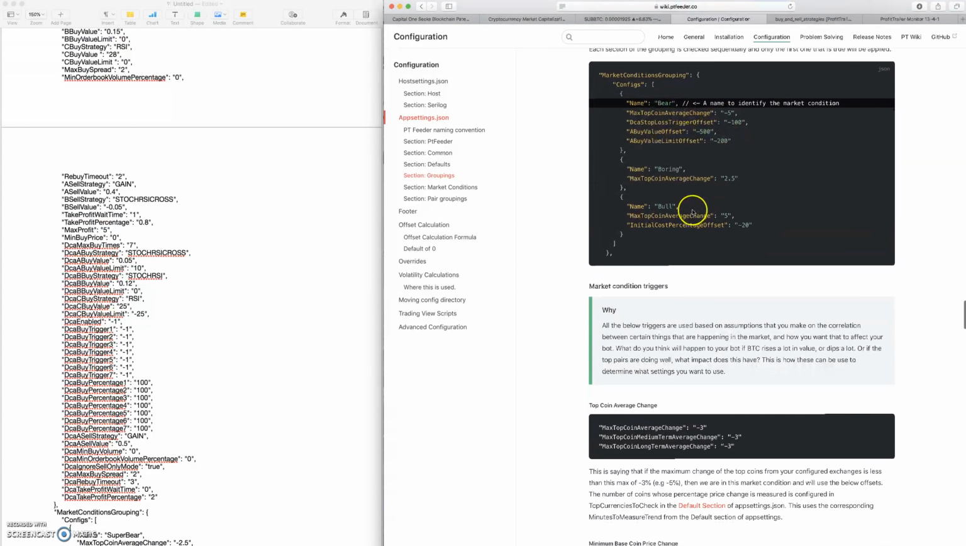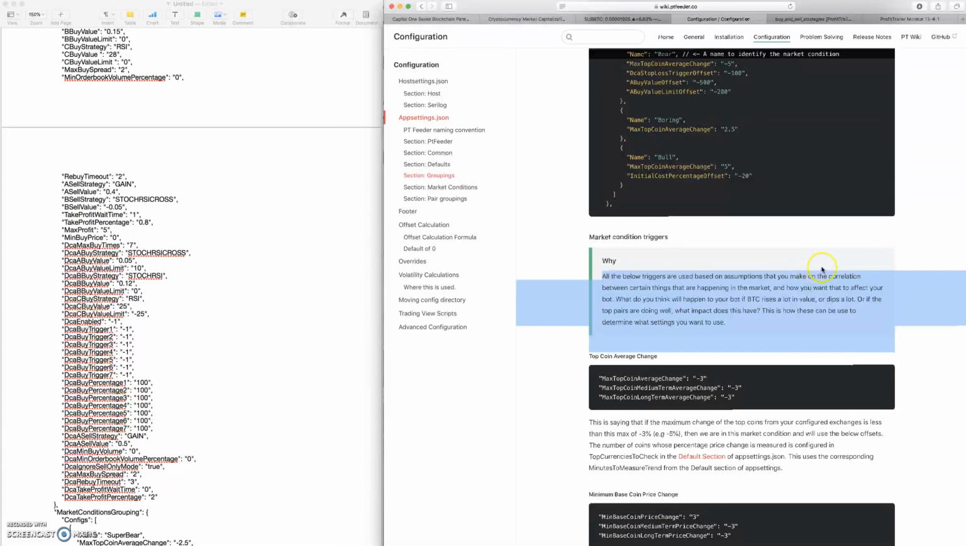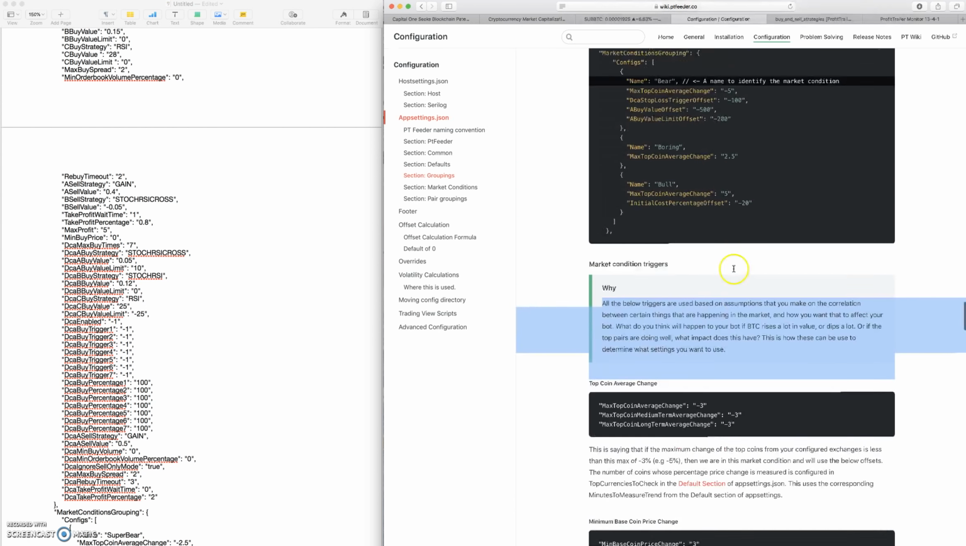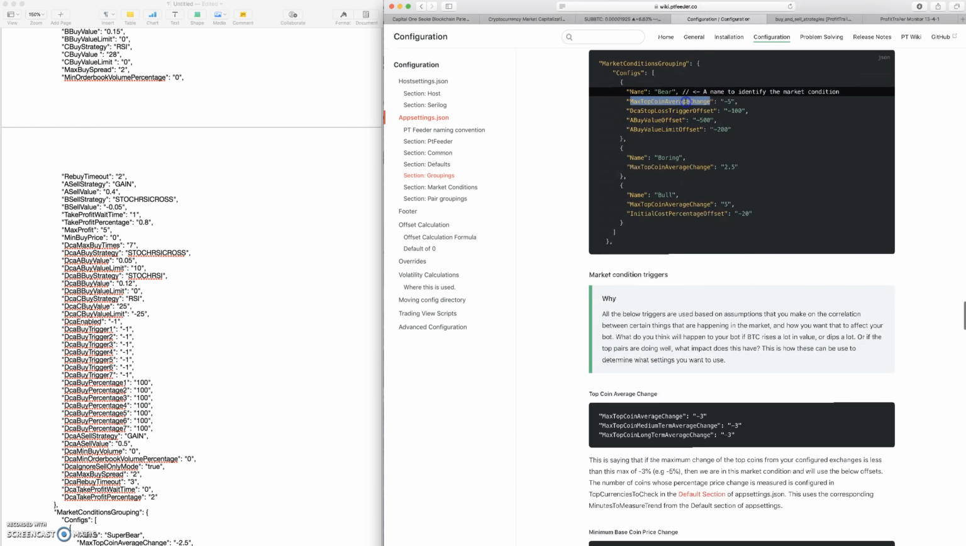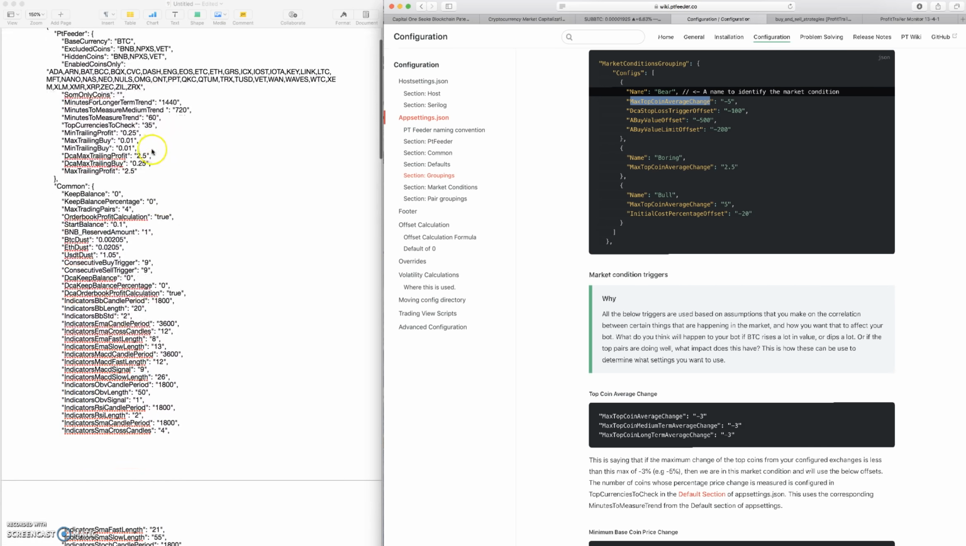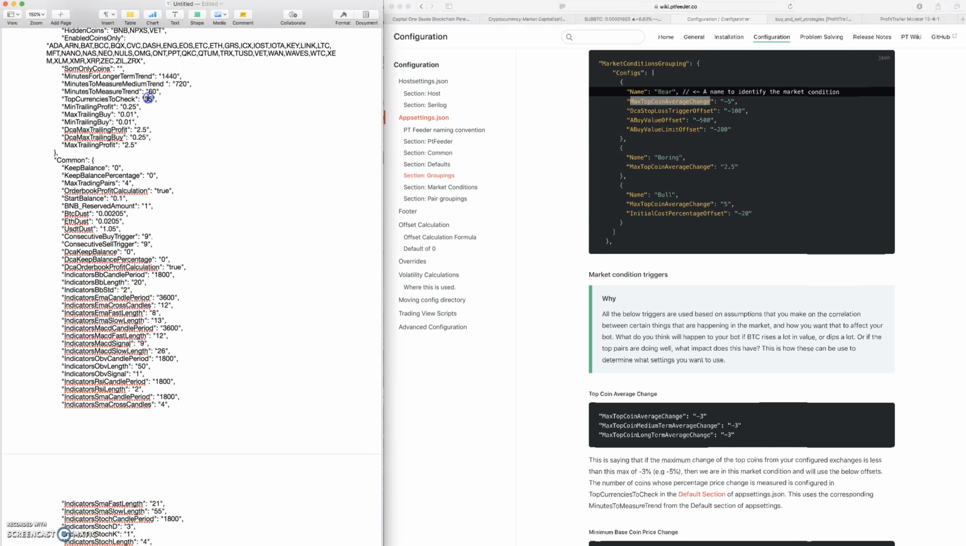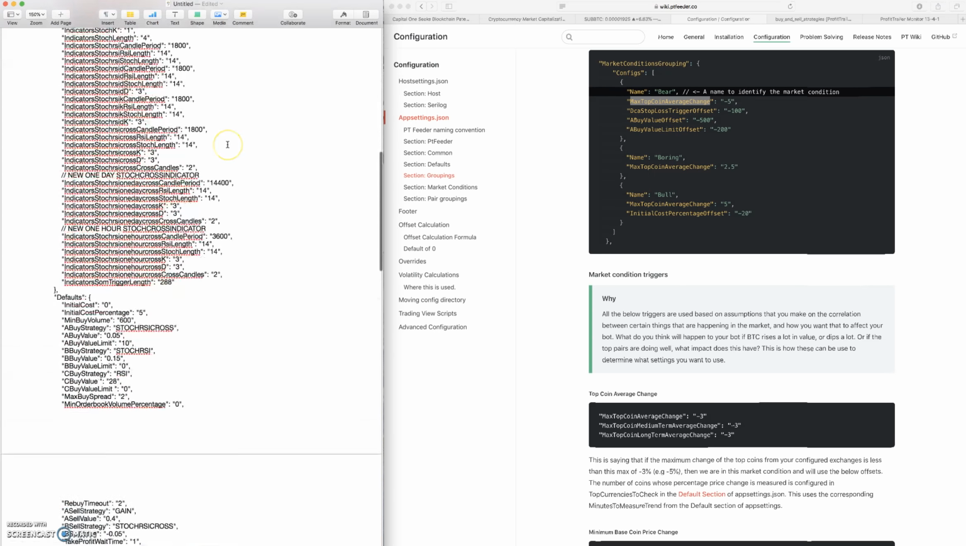What you can do is, they give a good example here. All the below triggers are used based on assumptions that you make on the correlation between certain things that are happening in the market. So examples would be the max top coin average change. We've talked about this a lot. If the top 30 coins or whatever you're using to measure up at the top of your settings here, I think we use 30. I can't find it for the life of me right now. But anyway, normally, right here, 35. So if the top 35 currencies are moving in a negative direction, and the collective average of them is negative 5%, then guess what?